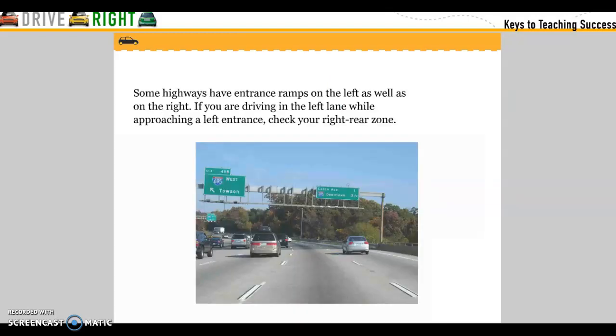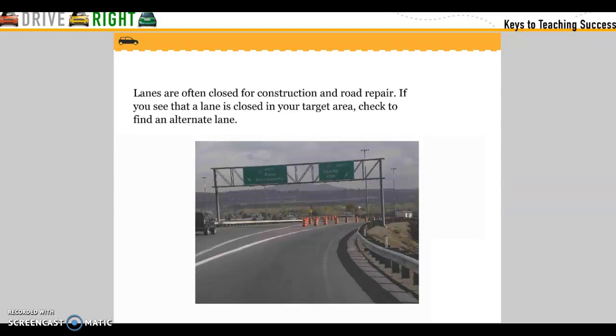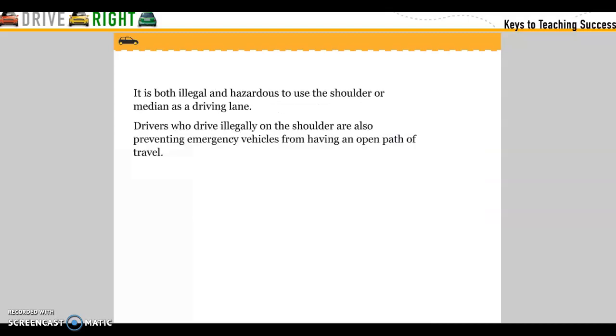Some highways have entrance ramps on the left as well as on the right. If you are driving in the left lane while approaching a left entrance, check your right rear zone. Lanes are often closed for construction or road repair. If you see that the lane is closed in your target area, check to find an alternative lane.